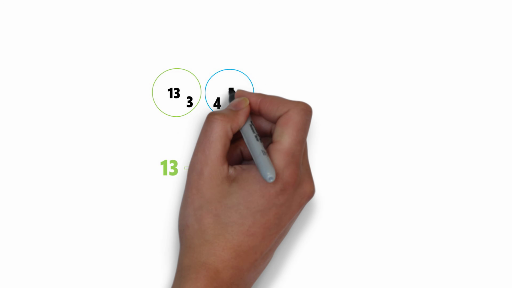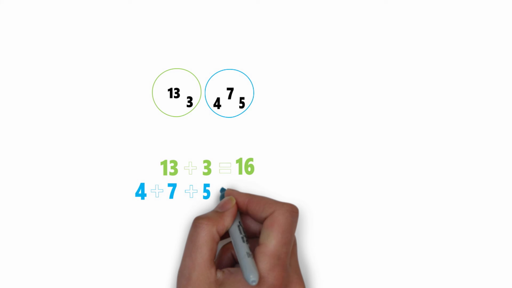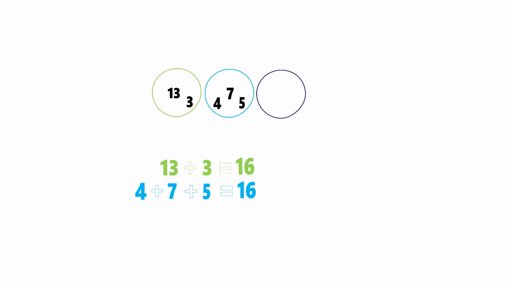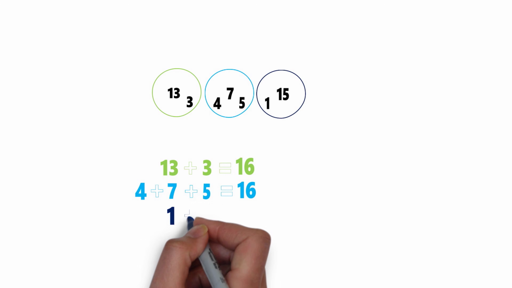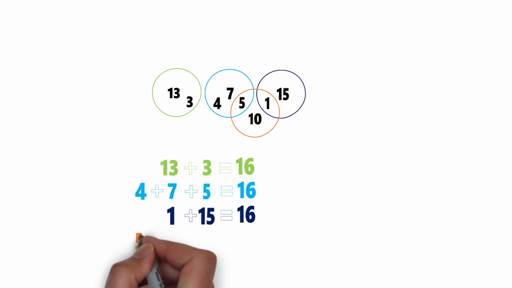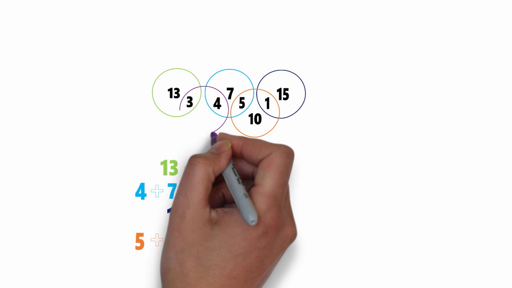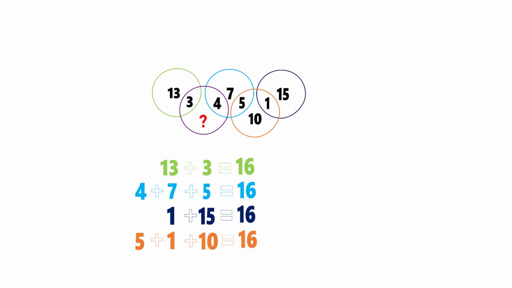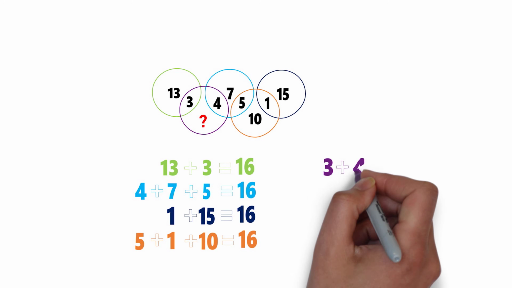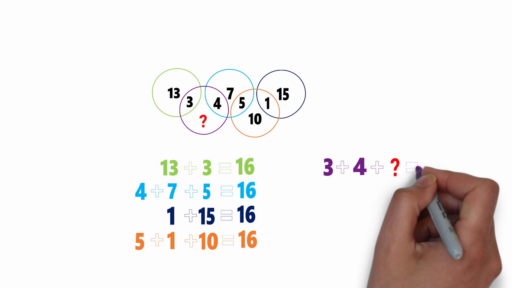In the blue circle, we have numbers 4 plus 7 plus 5, and all of them add up to 16. In the black circle, we have 1 and 15, which also adds up to 16. And in the orange circle, we have 5 plus 1 plus 10, which also equals 16. So to calculate the question mark, which is the missing number, we need to add 3 plus 4 plus question mark and make an equation to make it equal 16.